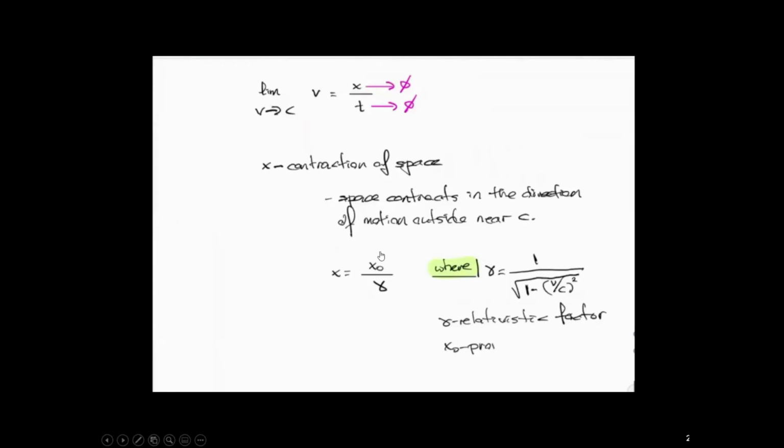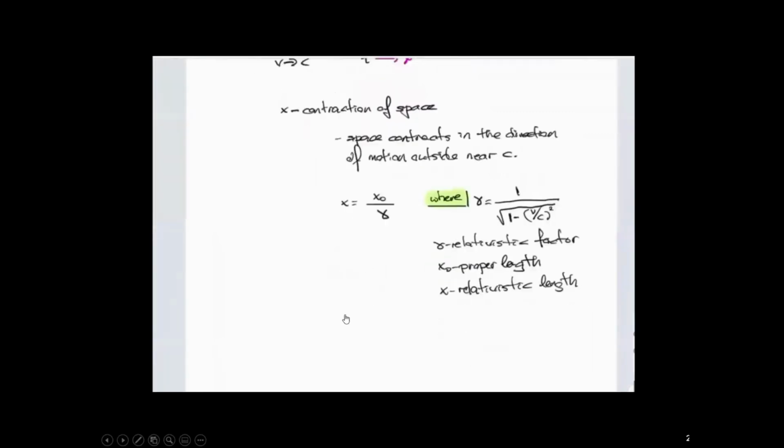So the length is going to shrink by that factor. It gets divided. X is known as the proper length. X is known as the relativistic length. So this is the first prediction. The first prediction says the space is going to contract in the direction of motion near the light speed by this much, by the relativistic factor. So what's going to happen to time?